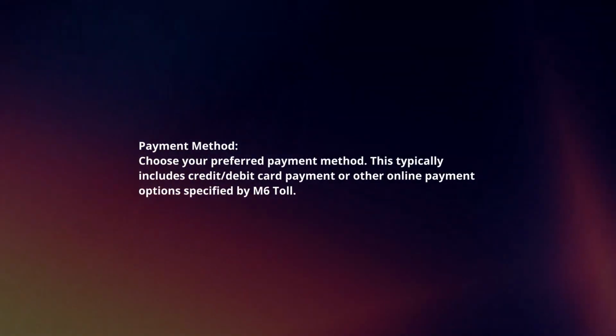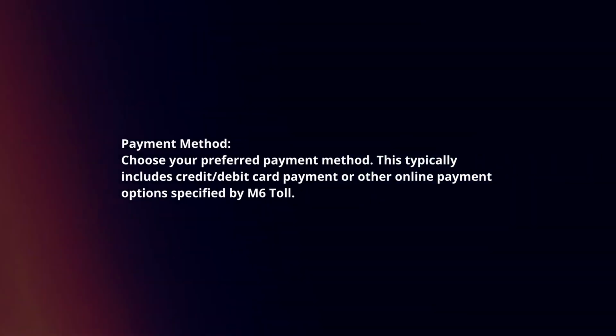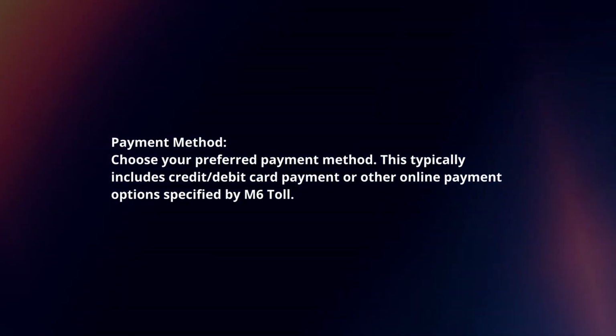Payment method. Choose your preferred payment method. This typically includes credit or debit card payment or other online payment options specified by M6 Toll. Enter payment details. Input the required payment information, such as credit card details or other requested information.